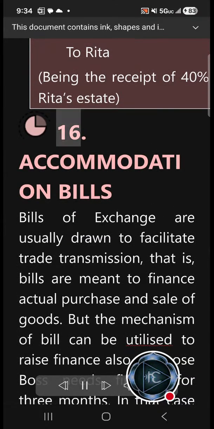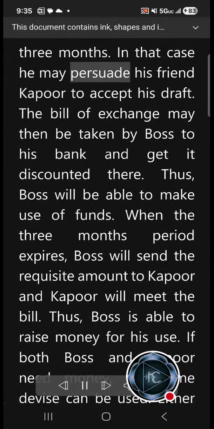50,000. 16. Accommodation bills. Bills of exchange are usually drawn to facilitate trade transactions. That is, bills are meant to finance actual purchase and sale of goods. But the mechanism of bill can be utilized to raise finance also. Suppose Boss needs finance for 3 months. In that case, he may persuade his friend Kapoor to accept his draft. The bill of exchange may then be taken by Boss to his bank and get it discounted there. Thus, Boss will be able to make use of funds. When the 3 months period expires, Boss will send the requisite amount to Kapoor and Kapoor will meet the bill. Thus, Boss is able to raise money for his use.